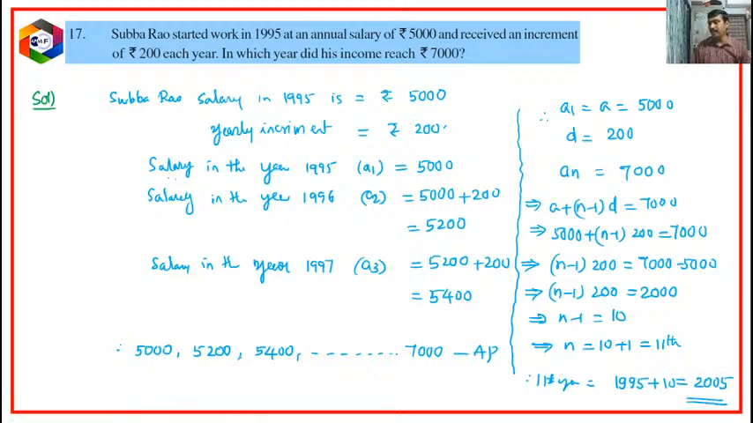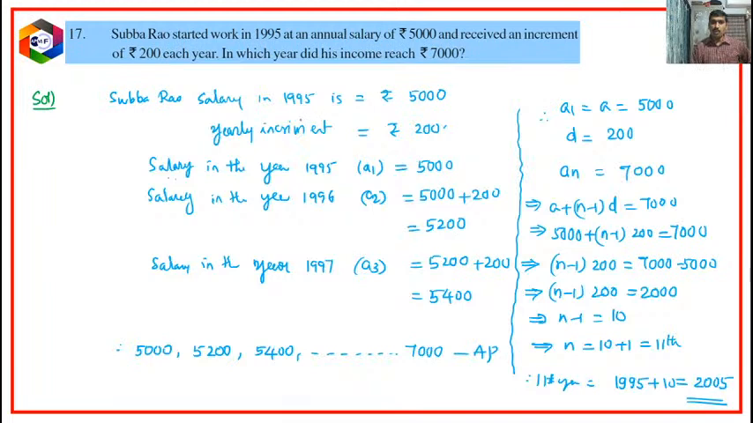So that means in the year 2005, okay children, look here once, we should not add plus 11 here, because the first year means the initial year is this, the second year is 5,200. Likewise the 11th term is 7,000. 11th term means after completion of 10 years, then the 11th one will come.